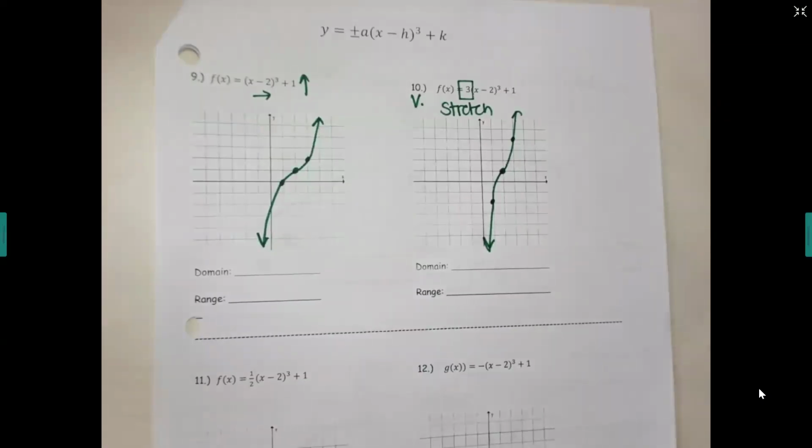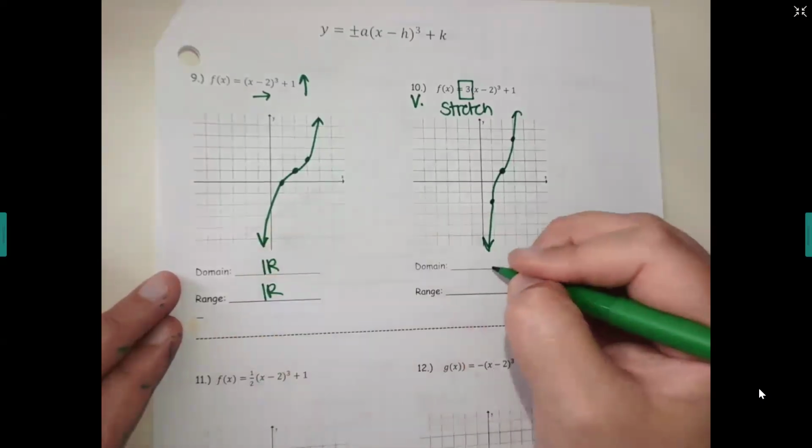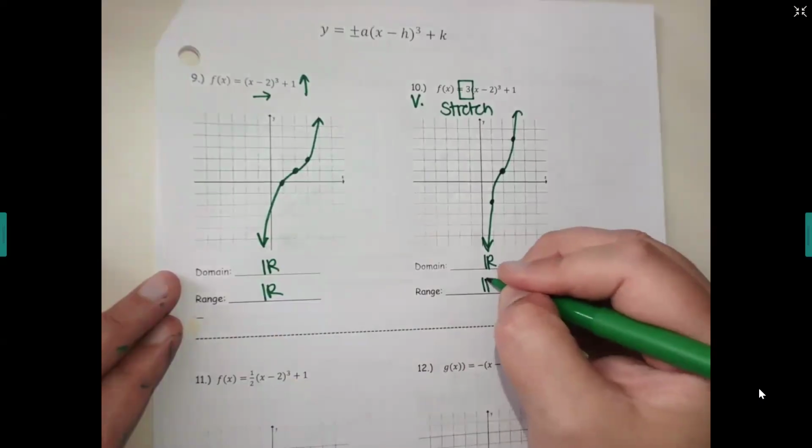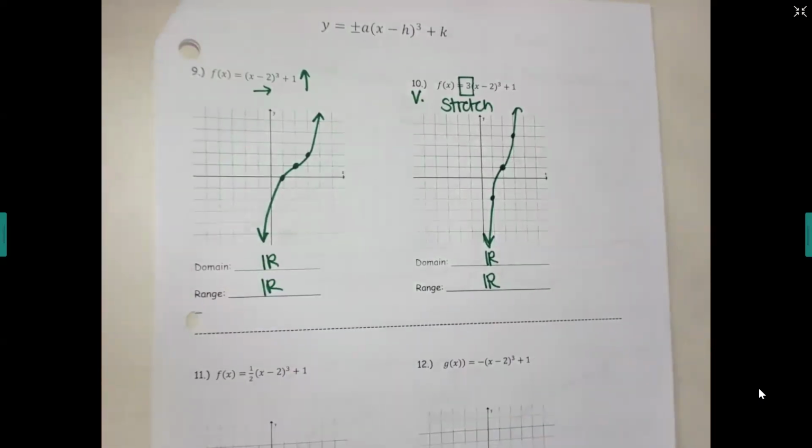Okay. Now for both of those, the domain and range would be what? All reals. Okay, so if you want to go ahead and fill that in. Okay, for your squiggles, you got one end up, one end down, so it's going to be all real numbers for both. Okay, take a look at the next one on number 11.